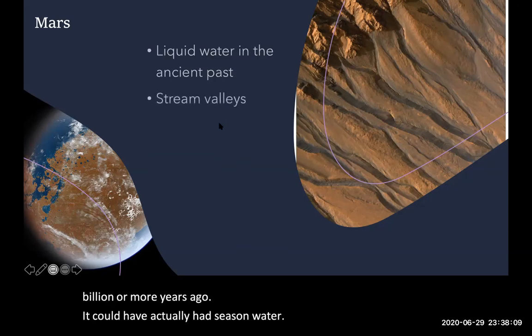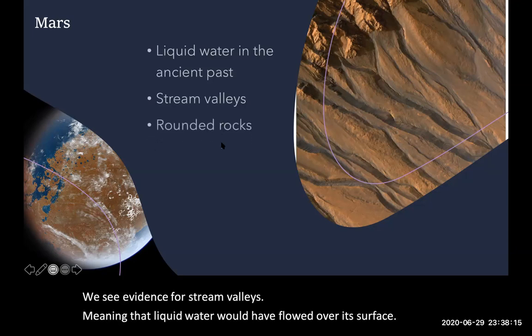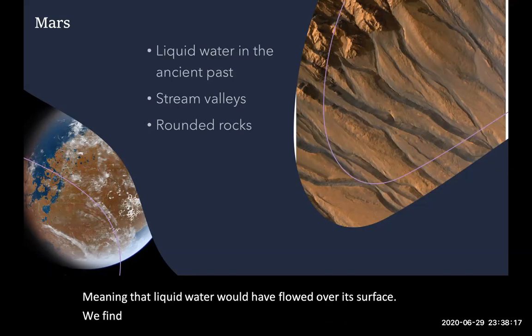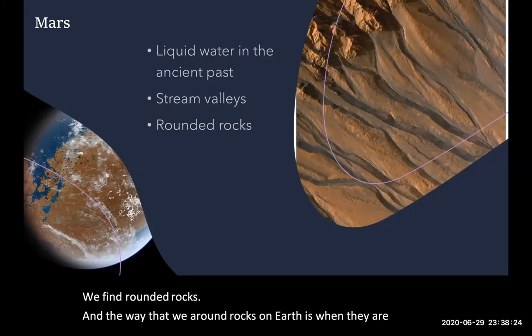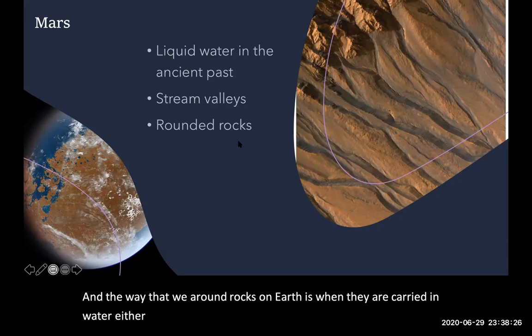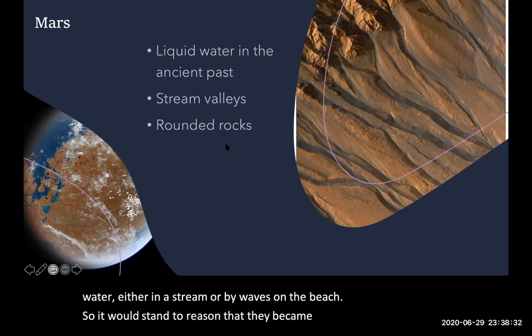We see evidence for stream valleys, meaning that liquid water would have flowed over its surface. We find rounded rocks, and the way that we round rocks on Earth is when they are carried in water, either in a stream or by waves on the beach. So it would stand to reason that they became rounded for the same reasons on Mars.